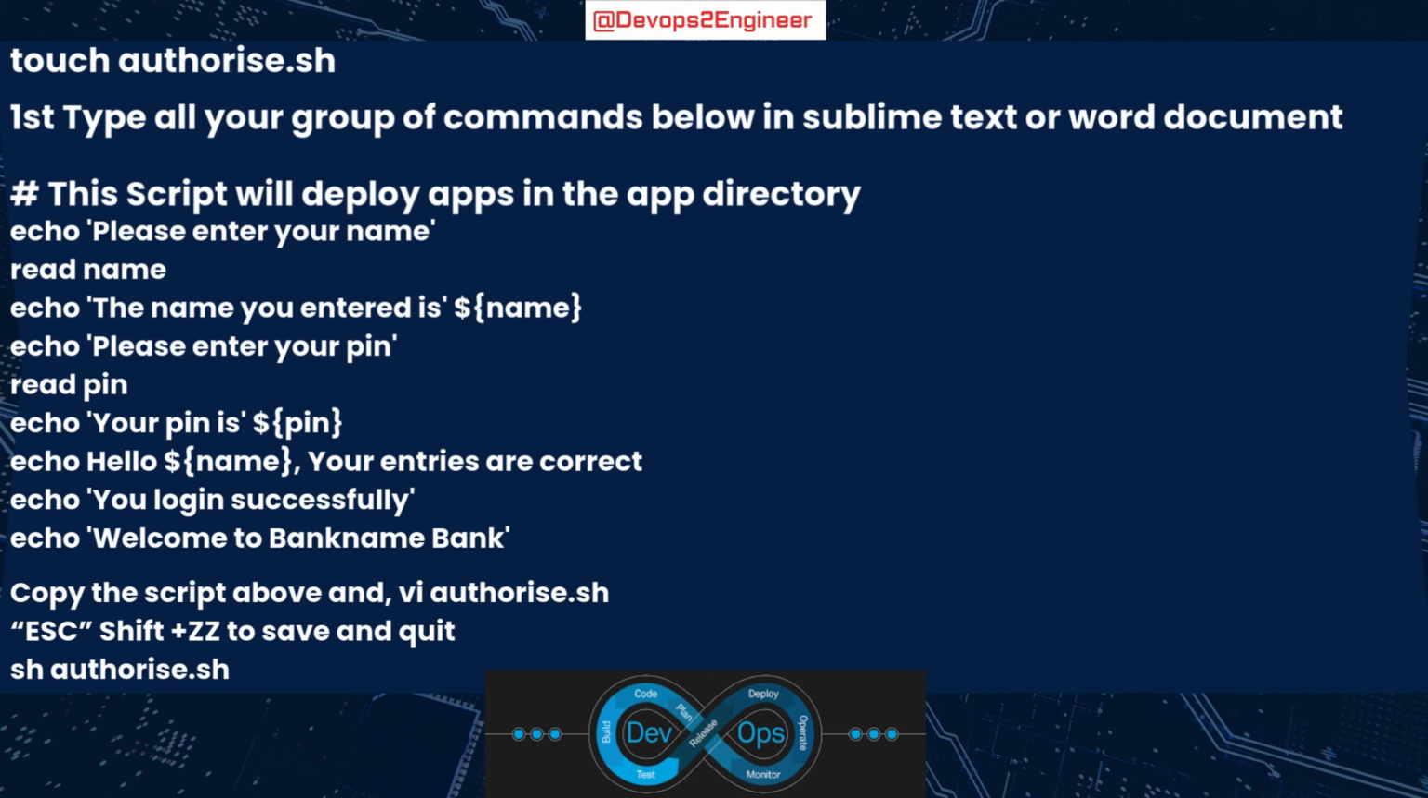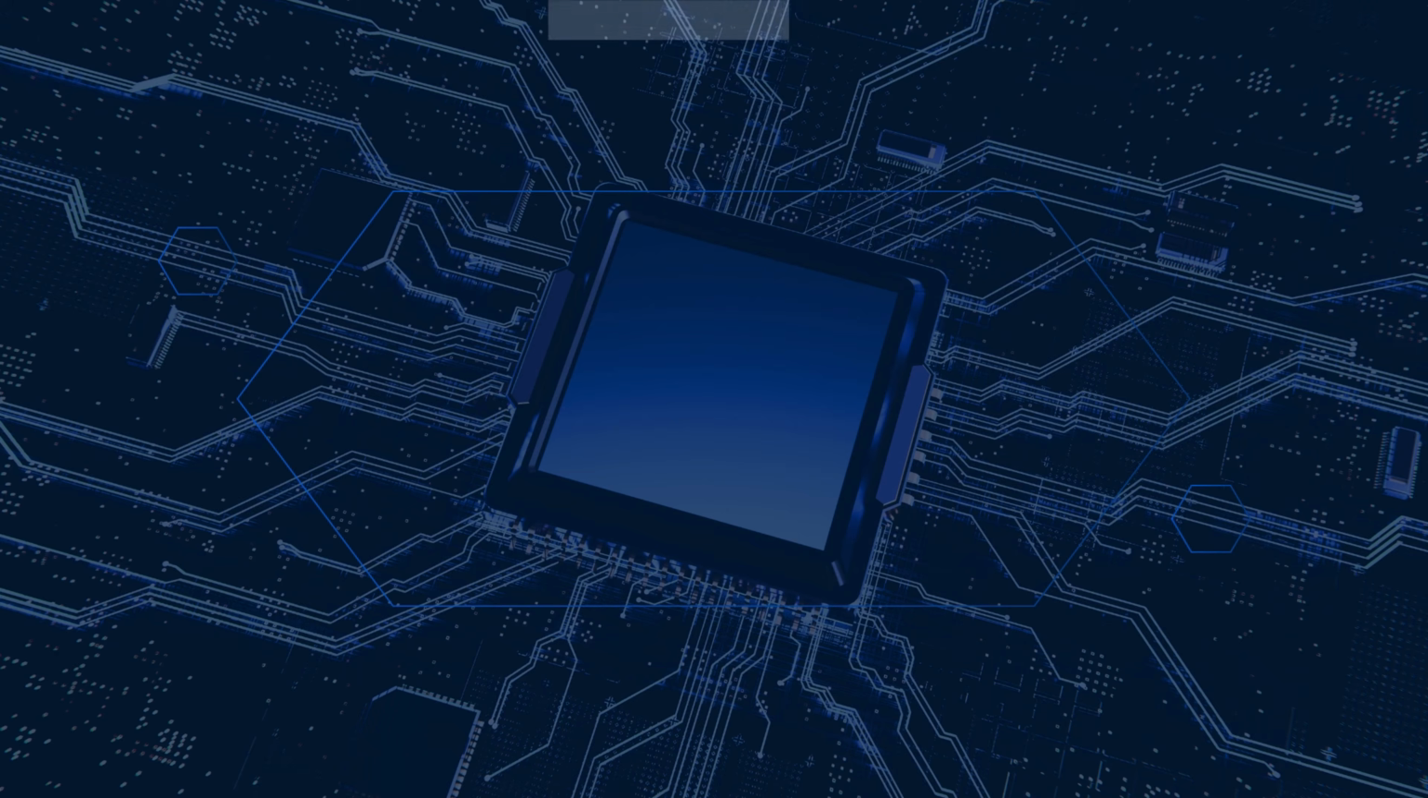Then you're going to copy the script above and vi into authorize.sh. Escape, shift ZZ to save and quit. And sh authorize.sh to see if it's running, and to see if it's running properly or not.